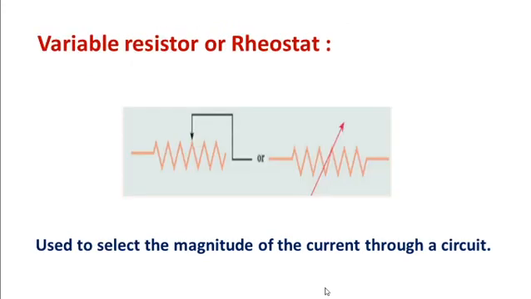Then we move to the next one, variable resistor. Variable resistors like rheostats can be used to obtain the desired value of resistance. For example, if we need 4 ohms, we take 4 ohms with the help of a rheostat. We can adjust the rheostat, and we get fixed or varied types of values.